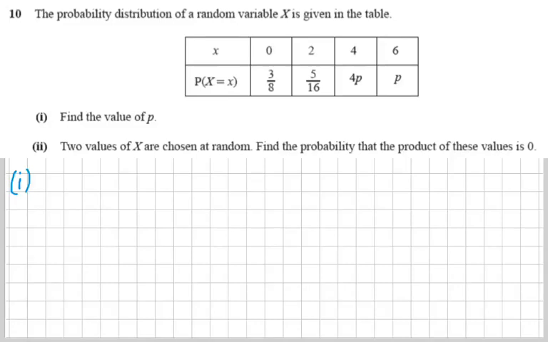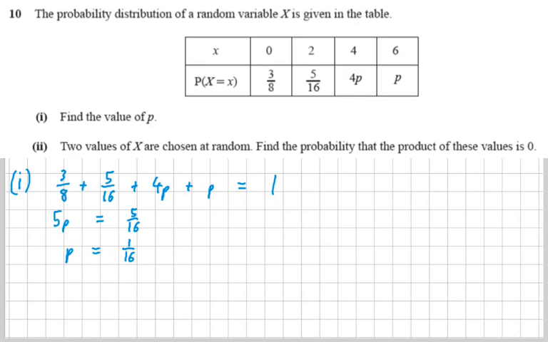Okay, here we have a discrete random variable question. Find the value of p. Well, we can do that by just noting that the four probabilities there must all add up to 1. So 3/8 plus 5/16 plus 4p plus 1p must all equal 1. Solve that, and we get p as a 16th.